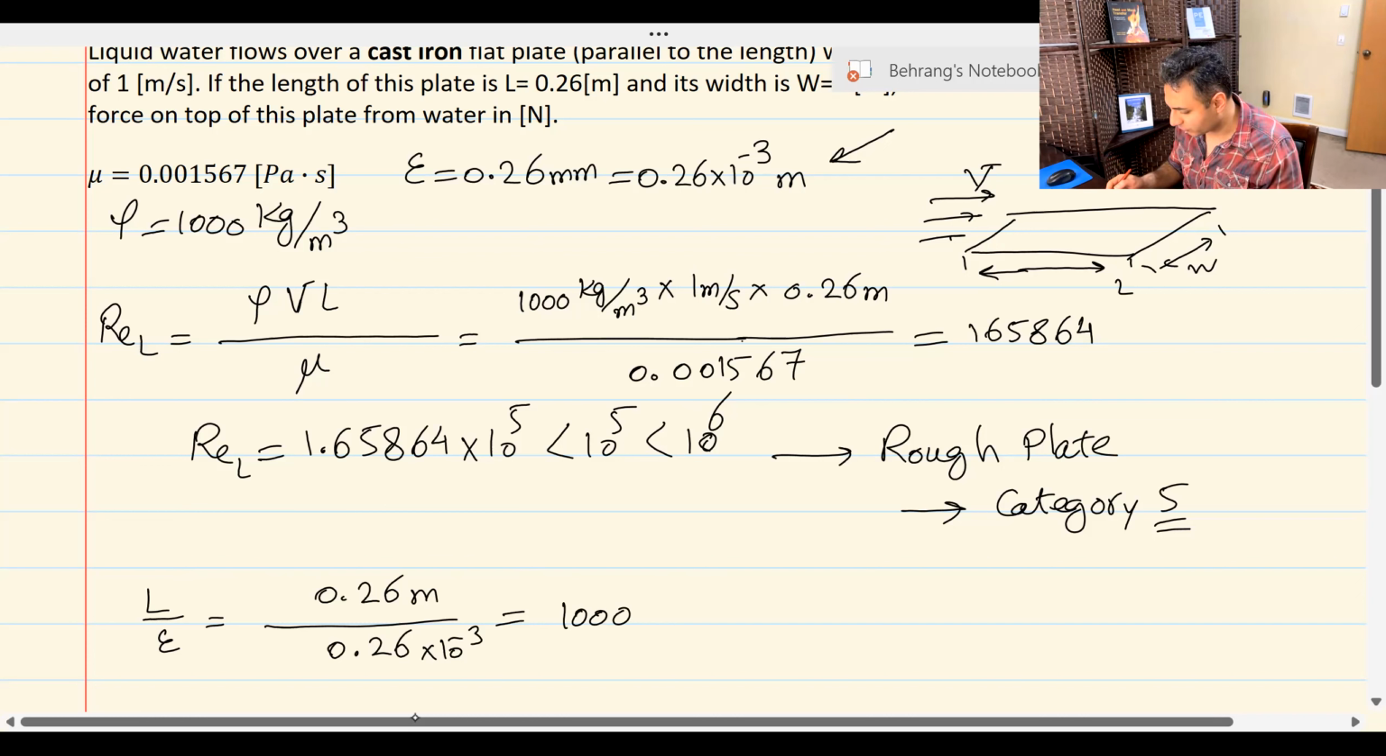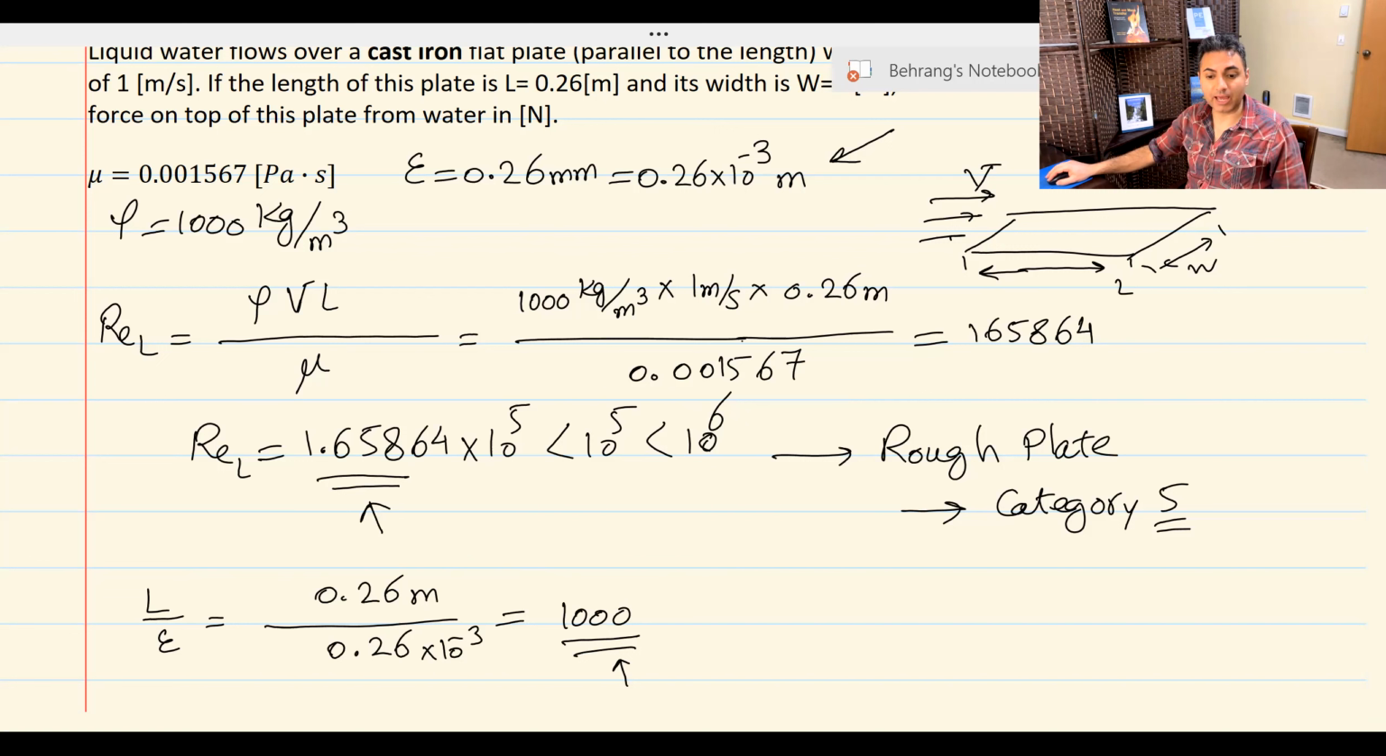Now that I have the information, I have my Reynolds number, and this is my L over epsilon. I have these two values. With these two values in mind, I can go to that graph, and let's see what the graph is going to show.